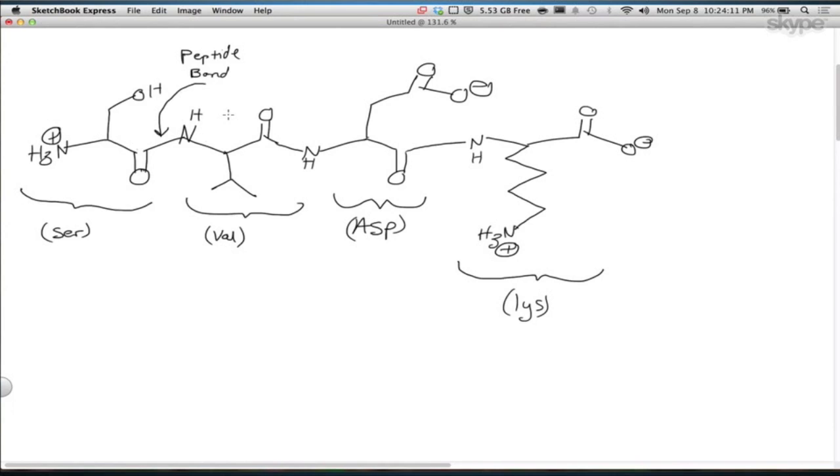So label all the peptide bonds that we have so far. You can just star them. That's fine. So how many are there? 3. That's right. Okay, good. So that's important.